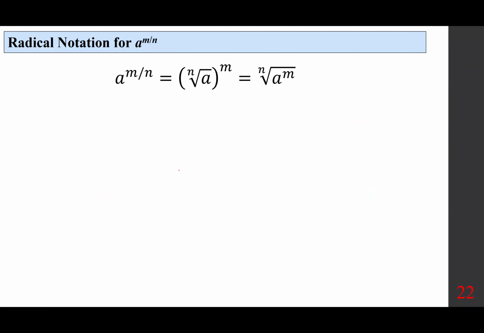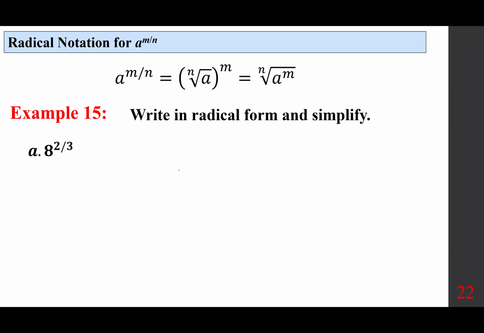As I mentioned, a to the power of m over n has 3 different formats. So we've been looking at the basic one and now a more interesting one. So the best approach then, 8 to the power of 2/3, we would write this in radical format, becomes the cube root of 8 to the second power. And that, you know, the cube root of 8 is 2, therefore 2 squared, which is 4.